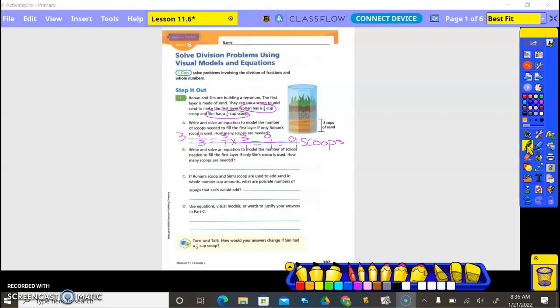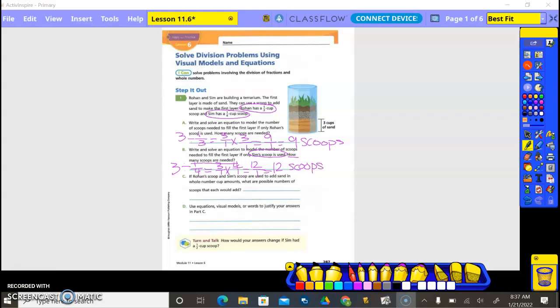Write and solve an equation to model the number of scoops needed to fill the first layer if only Sim's scoop is used. So we're only using Sim's scoop. And then how many scoops are needed? So what was our total? 3. And then we're dividing that by Sim's, 1/4, equals. So what am I going to do? 3/1 times 4/1 equals 12/1, which equals 12 scoops.